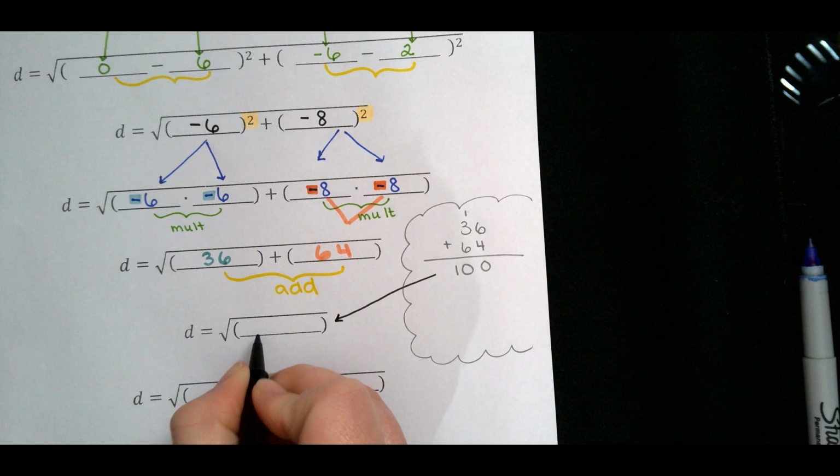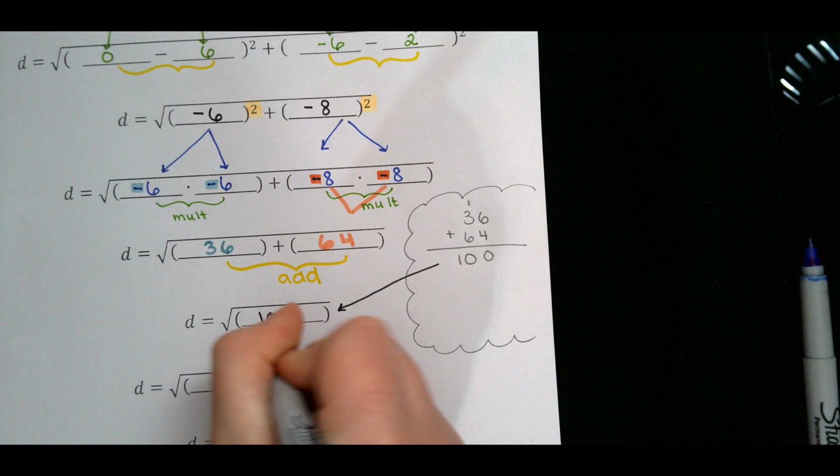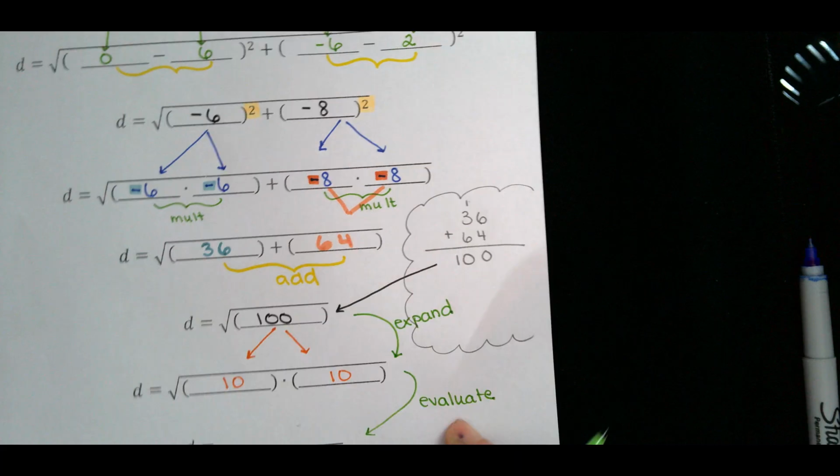Square root of 100, we need to expand this as 10 times 10. And we need to evaluate that the square root of 100 is 10 without the house. Remember, once you evaluate, the house goes away.